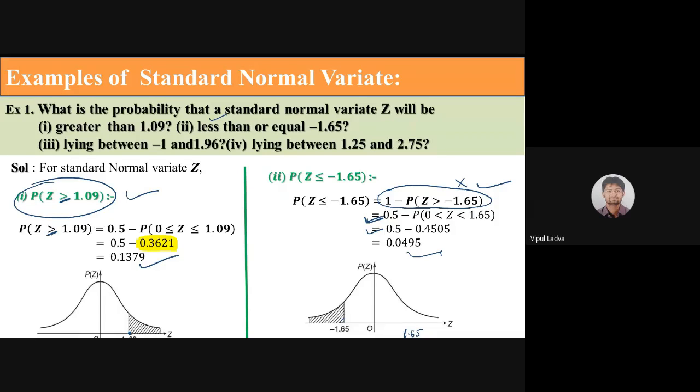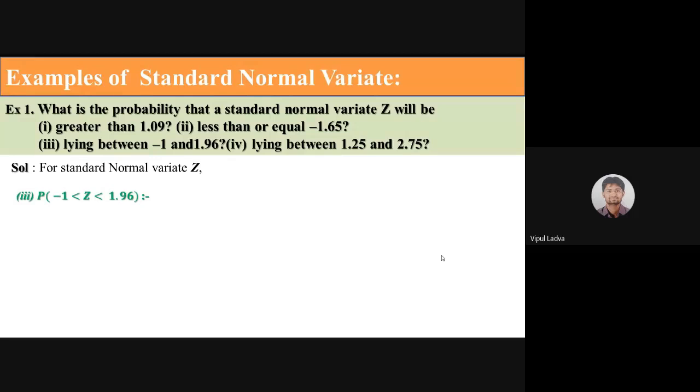Good. Now be ready for the third one. I'm giving you proper time of 3-4 minutes. This is the question. You need to find the probability that Z, my standard normal variate, is having a value between -1 and positive 1.96. Here is a sketch for you guys. -1 will be on the left hand side, 1.96 will be on the right hand side, and we are looking for all this area.